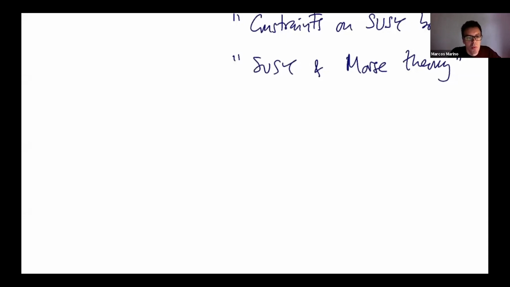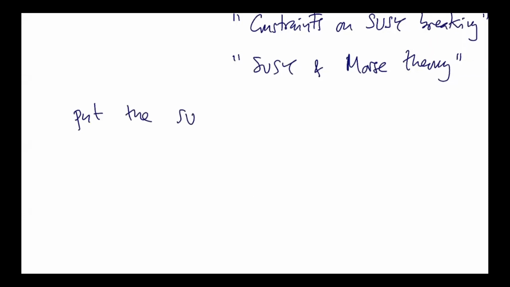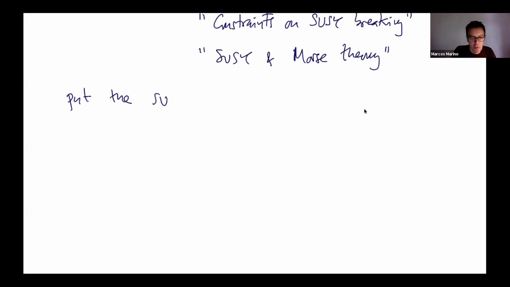So we are now going to use all this information to deal with Morse theory, properly speaking. In order to do that, what we have to do is to put the theory on a general Riemannian manifold. Can you put the screen? I think we cannot see the full screen. Can you see it now? Yes. Okay. So we want to put the SUSY quantum mechanics model on a general Riemannian manifold.